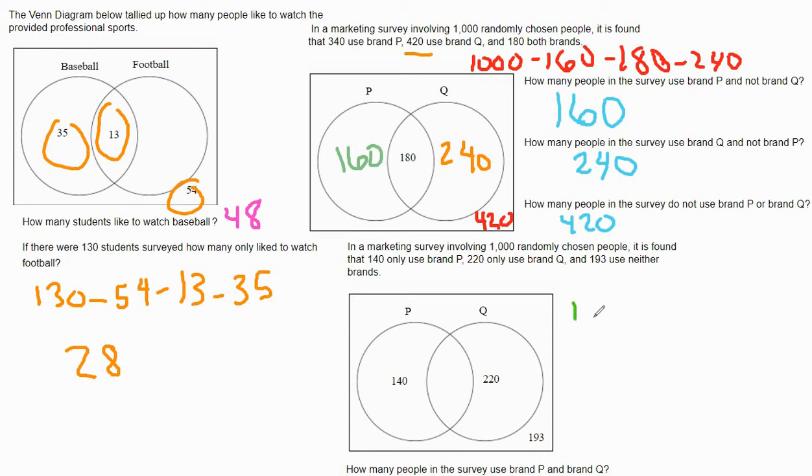And this would be 1,000, the total number of people that we surveyed, minus each of the parts of the Venn diagram that we know, because we only have one missing piece of the Venn diagram: minus the 140, minus the 220, and then minus the 193, and that would leave us with 447 people who use both brands.